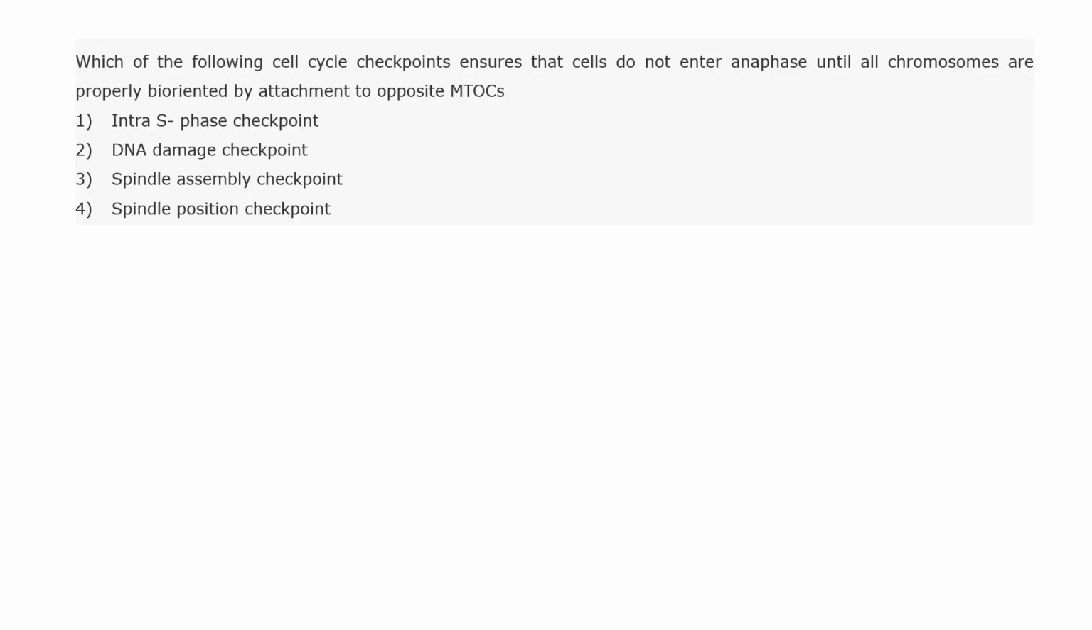Which of the following cell cycle checkpoints ensures that cells do not enter anaphase until all the chromosomes are properly bioriented and attached to opposite spindle poles? The options are: intra-phase checkpoint, DNA damage checkpoint, spindle assembly checkpoint, spindle position checkpoint. Which may be the answer?